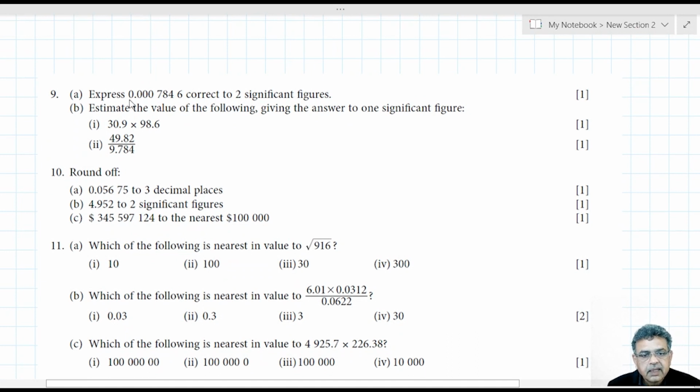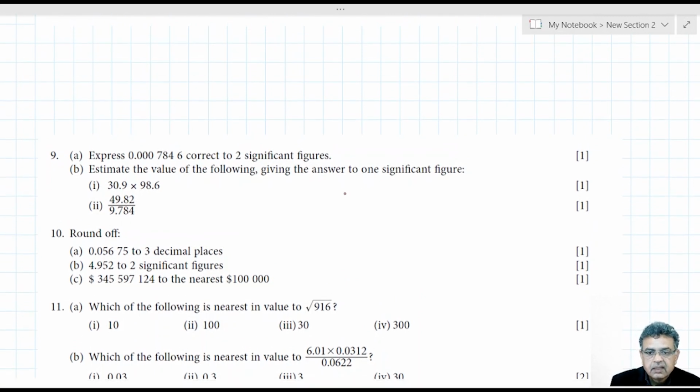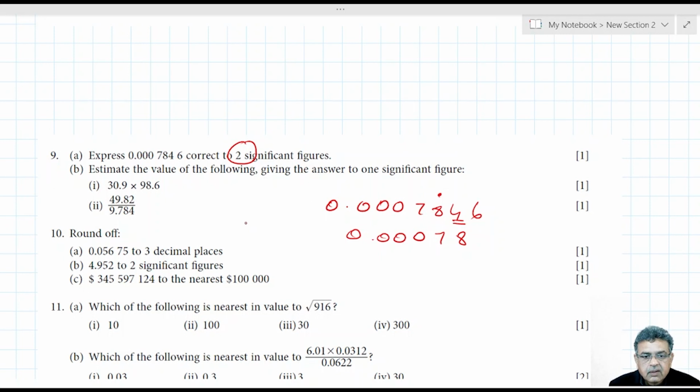Okay. Express this number correct to two significant figures. Here, these zeros are trailing zeros and leading zeros. They are not significant, and 7, 8, 4, 6 correct to two significant figures. We will leave these zeros as they are. Two significant figures 7, 8, because this number is less than 5, so this 8 will remain as it is.